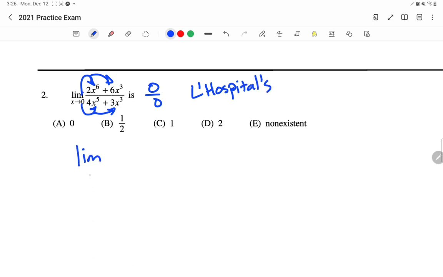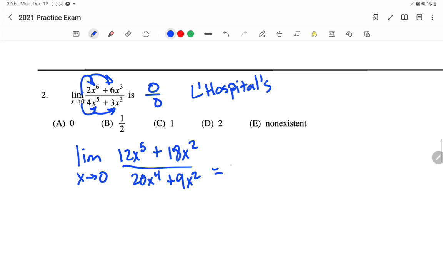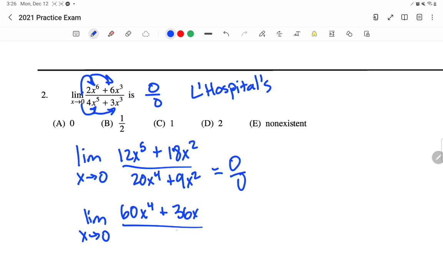So this is the limit as x approaches 0 of 12x to the 5th plus 18x squared over 20x to the 4th plus 9x squared. And this is actually going to be 0 over 0 again. We're going to have to do L'Hopital's quite a few times. We get the limit as x approaches 0 of 60x to the 4th plus 36x over 80x cubed plus 18x.